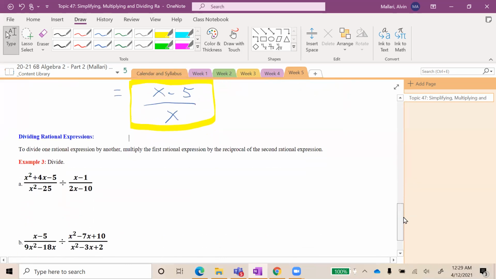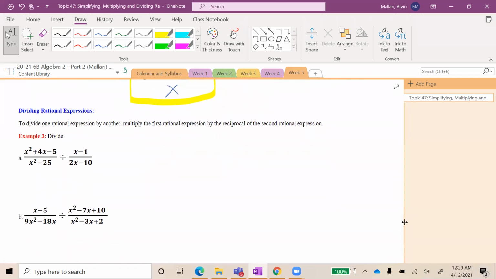Okay, so the last topic is dividing rational expressions. To divide one rational expression by another, multiply the first rational expression by the reciprocal of the second rational expression. So that means we keep the first rational expression, which is x squared plus 4x minus 5 all over x squared.